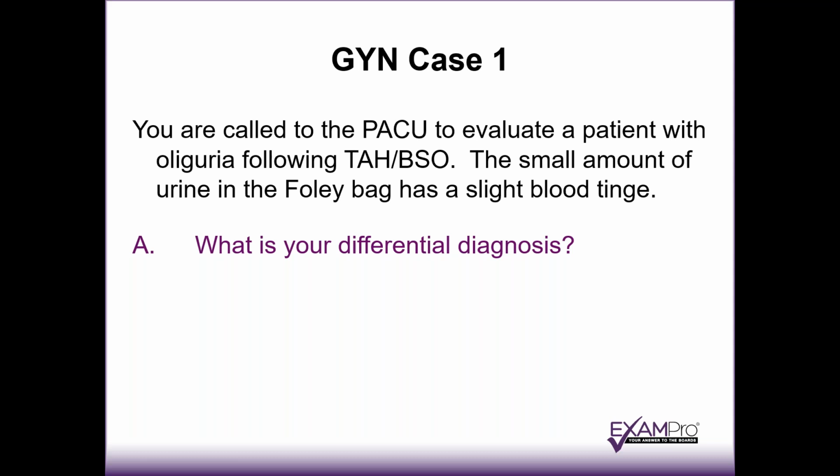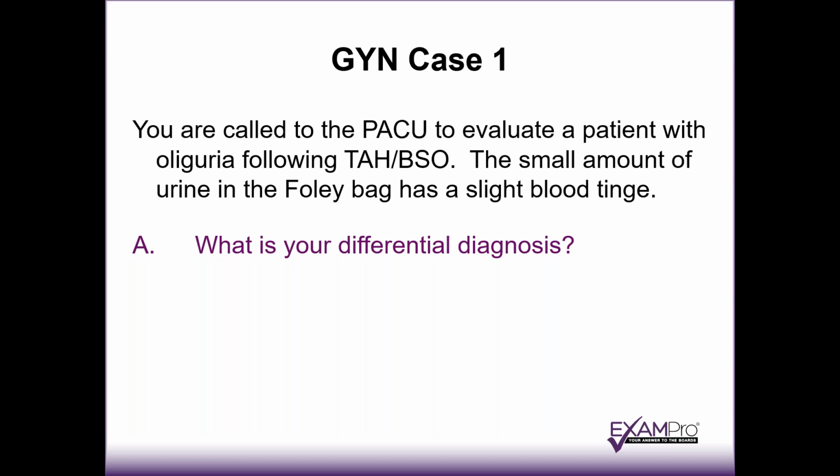Depending on if she had significant blood loss, that could also affect her urine output as well. And then I'm also going to start thinking about whether or not there was any trauma to the bladder. Was there a potential cystectomy? And think kind of through all those things and why there's potential blood in the Foley bag as well.